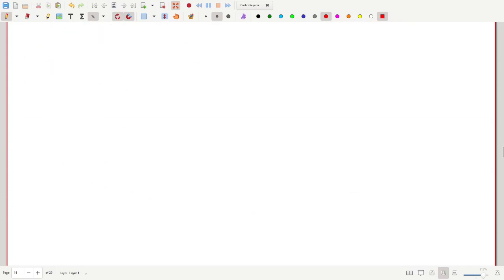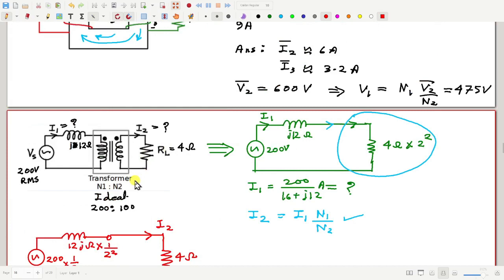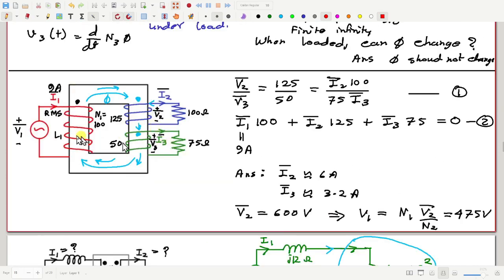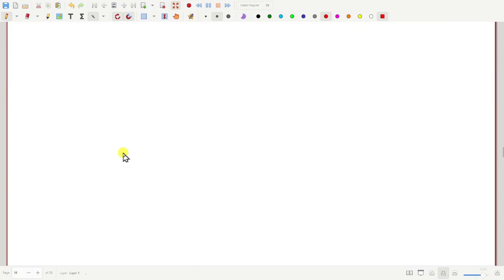So far we have seen transformers with two windings. Then we saw a transformer with three windings, and we can have transformers with many more windings. But it is also possible to have transformers with only one winding, only one coil. So let us see such an example.